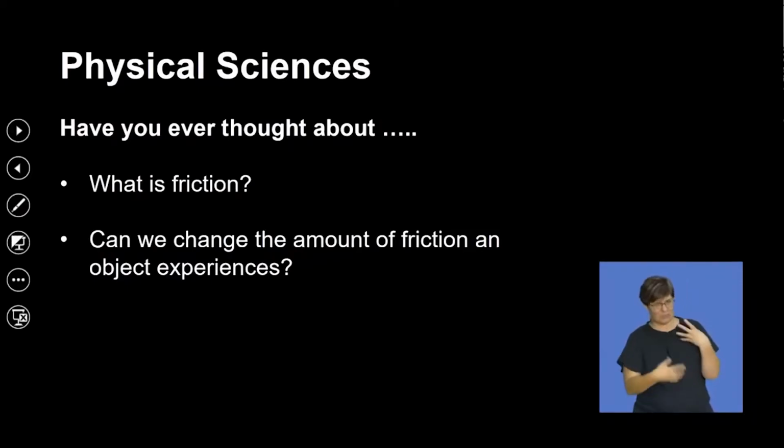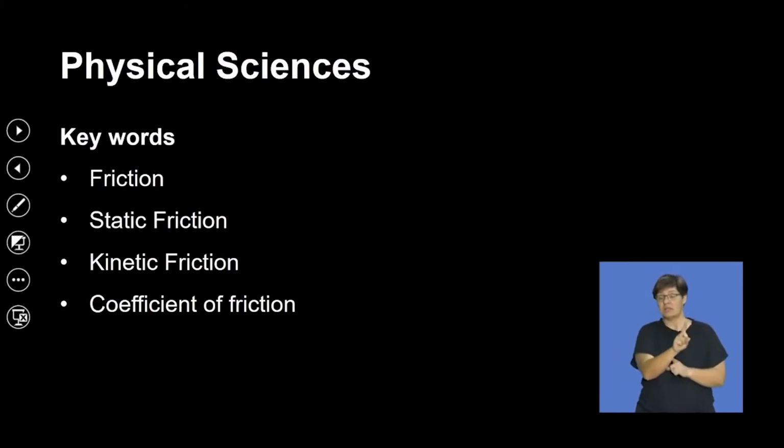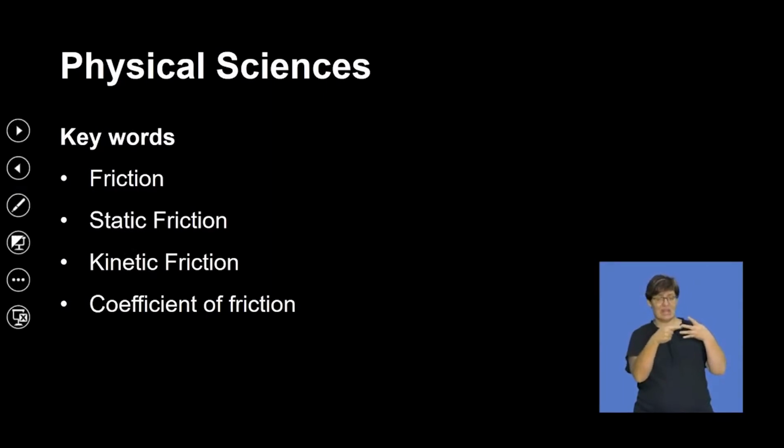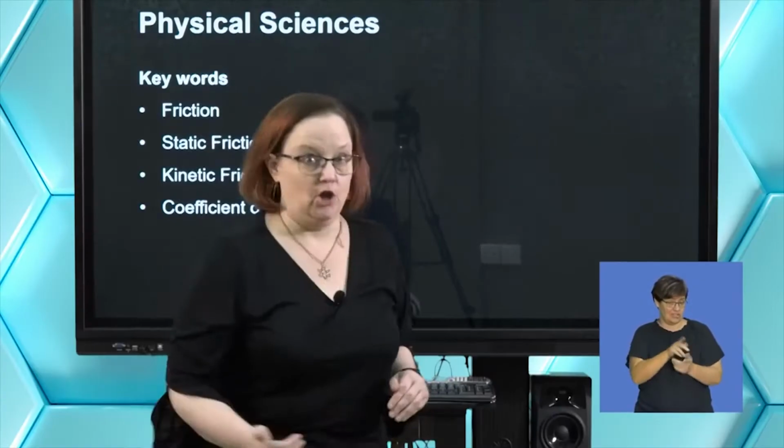So, when we look at our mind map, which you've seen a few times, we're now looking at friction. So what are our key words for today? Friction, what is it? We'll be able to explain it. But then there's two types of friction. We get static friction and we get kinetic friction. Those are very important. They're both frictions, but they act on objects in different situations. And then we get the coefficient of friction. That value is very important, and we're going to use it lots.